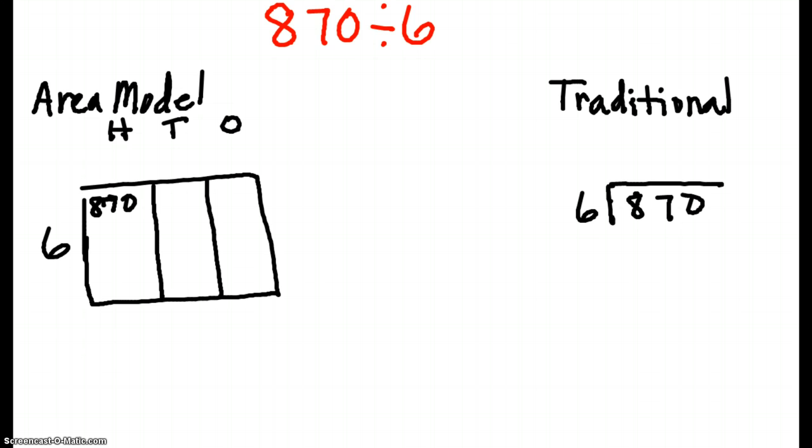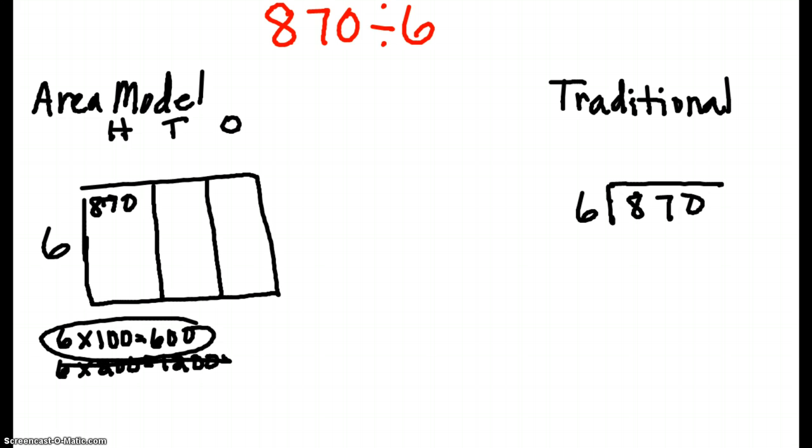So what I'm doing is I'm going to guess only by hundreds how many sixes can fit into 870. So I'm going to think 6 times 100, well, that would be 600. That's pretty close. What about 6 times 200? And you'll notice I'm only going by hundreds. When I'm in the hundreds column, that's all that I'm allowed to do. Well, that's 1200. That is too big. So this is the amount I'm using.